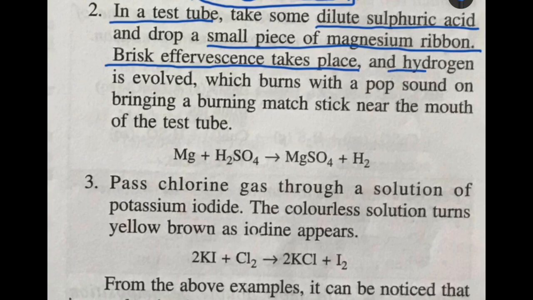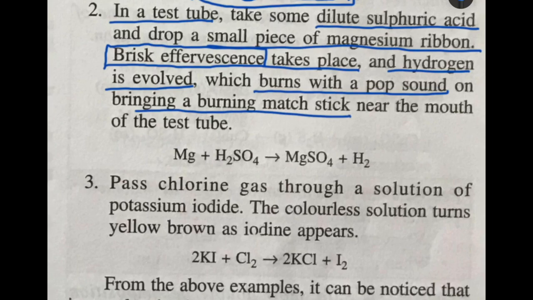And what is released? Hydrogen is released, hydrogen gas. So brisk effervescence is used when hydrogen is released. And what is the test for hydrogen? It burns with a pop sound. Very important. When does it burn with a pop sound? When we bring a burning matchstick near the mouth of the test tube. And of course, the equation: magnesium plus sulphuric acid, magnesium will displace hydrogen. Hydrogen will be released with brisk effervescence and it burns with a pop sound when we bring a matchstick near its mouth.